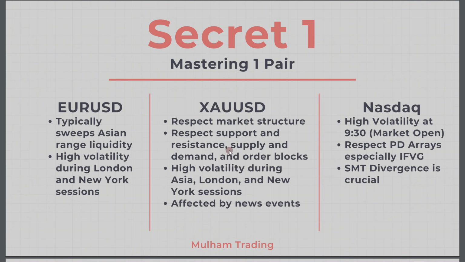And gold also respects supply demand, respects order blocks, and it's actually high volatility during Asia, London, and New York. So sometimes you'll see that it has a lot of expansion in Asia, sometimes in London, and most of the time in New York. And as known to everyone, gold gets affected easily by news events more than the euro dollar and more than the currencies in general. So you need to understand your pair.